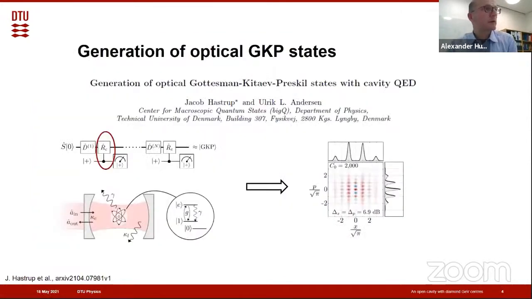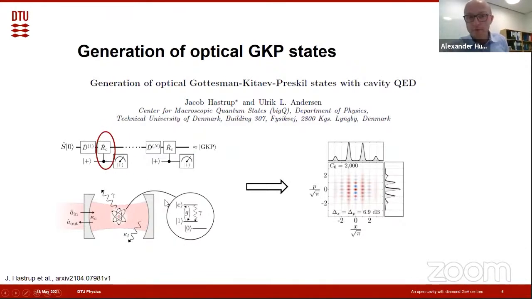And then more in the context of our group, I want to put your attention onto a proposal which Ulrich already mentioned this morning. It's about the generation of a GKP state, a proposal put forward by Jacob and Ulrich. It basically relies on a squeezed vacuum state which is being displaced, and then this state is scattered on a cavity system which contains a three-level atom. This three-level atom could be a color center in diamond. When the ground state of that system is put in a superposition state, a controlled rotation gate is being implemented.